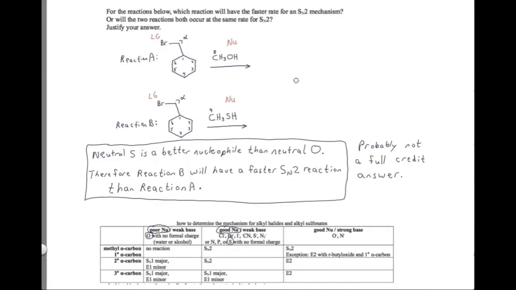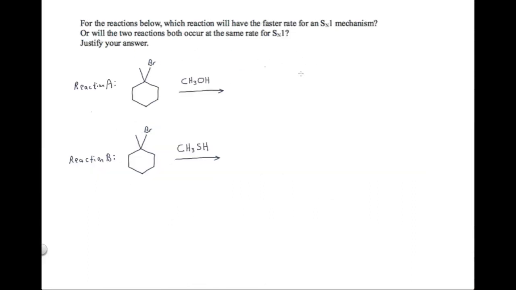Remember that the reason we considered an SN2 mechanism for reaction A was because the problem told us to. Our table would not have predicted SN2 for reaction A. Our table, I guess, would have predicted no reaction for reaction A, but the problem told us to consider SN2 for reaction A. Well, we would consider that SN2 would proceed very slowly for reaction A because it's using a poor nucleophile. Please pause the video and try this problem.